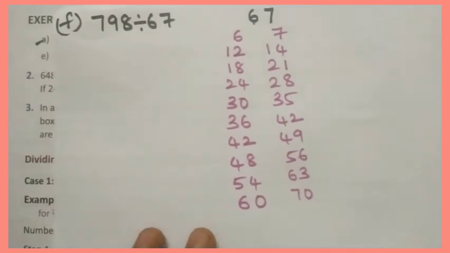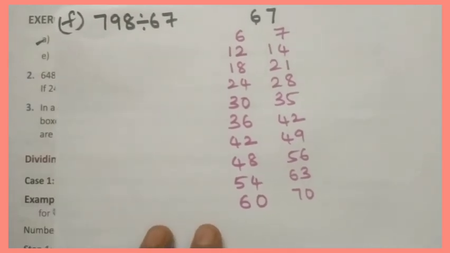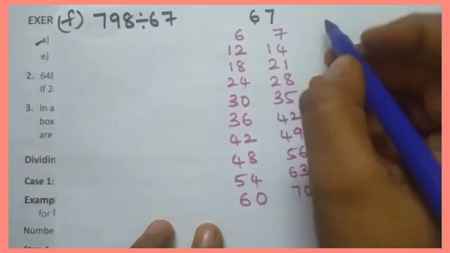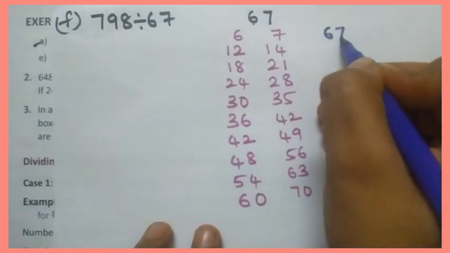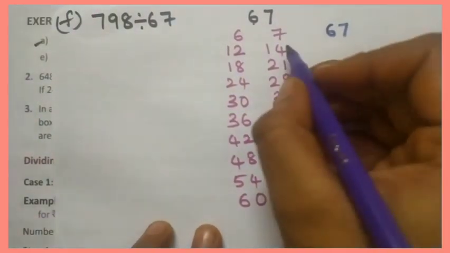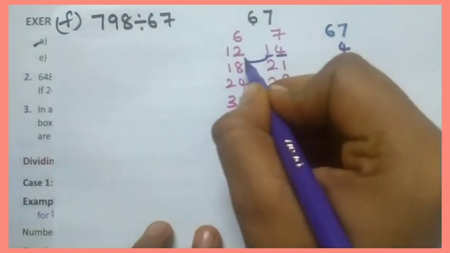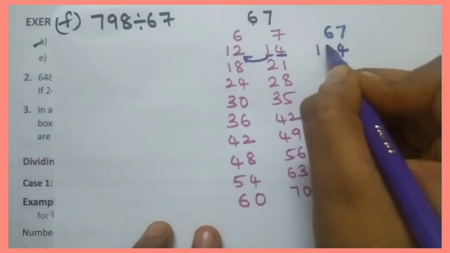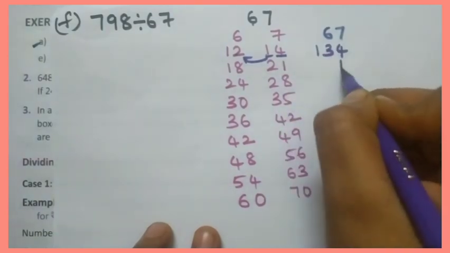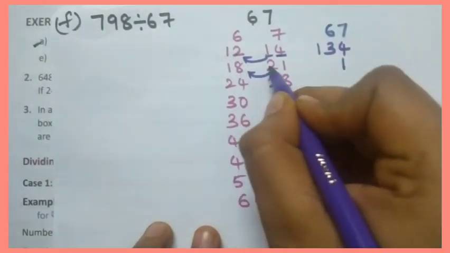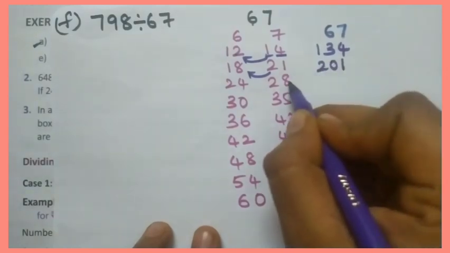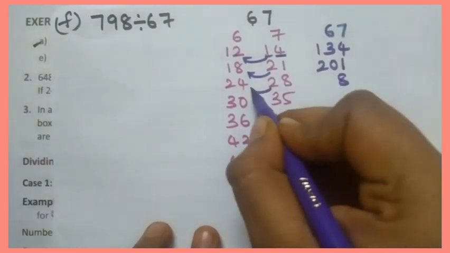Now here we'll write the 67 table. 67 ones are 67. Here 2 digits are there, so we'll write 4 here directly, and this 1 is added here. 12 plus 1 is 13, and 3 is written directly. 2 is added here. 18 plus 2 is 20. 0 is written directly and 2 is added here.